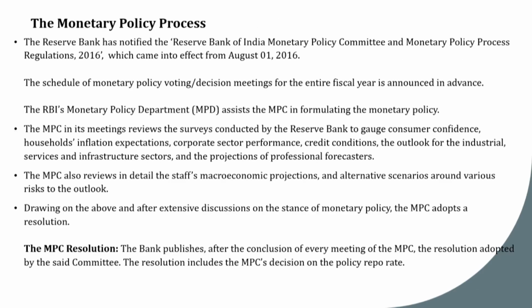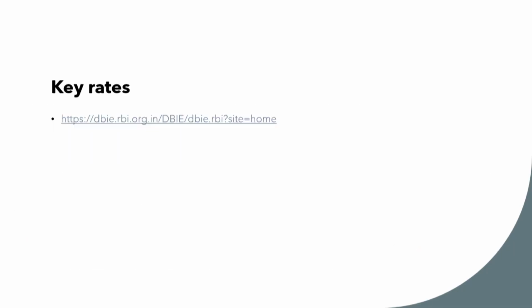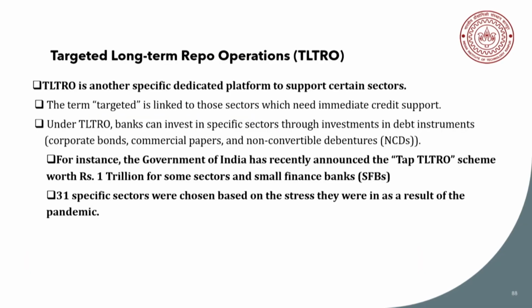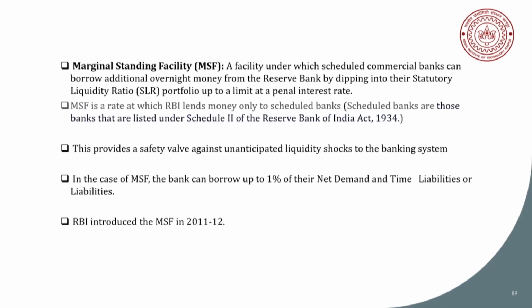On the monetary policy process, I have detailed text here, so please go through it. It covers how they meet and how they make decisions, and finally there will be the MPC resolution. Our bank publishes, after the conclusion of every meeting of the MPC, the resolution adopted by the committee. Then the RBI governor also gives a media brief about it. So these are the key rates. Please click this link from the RBI website and you will get the key rates that are being followed. I'm also giving some text related to the repo rate. You can just go through this.